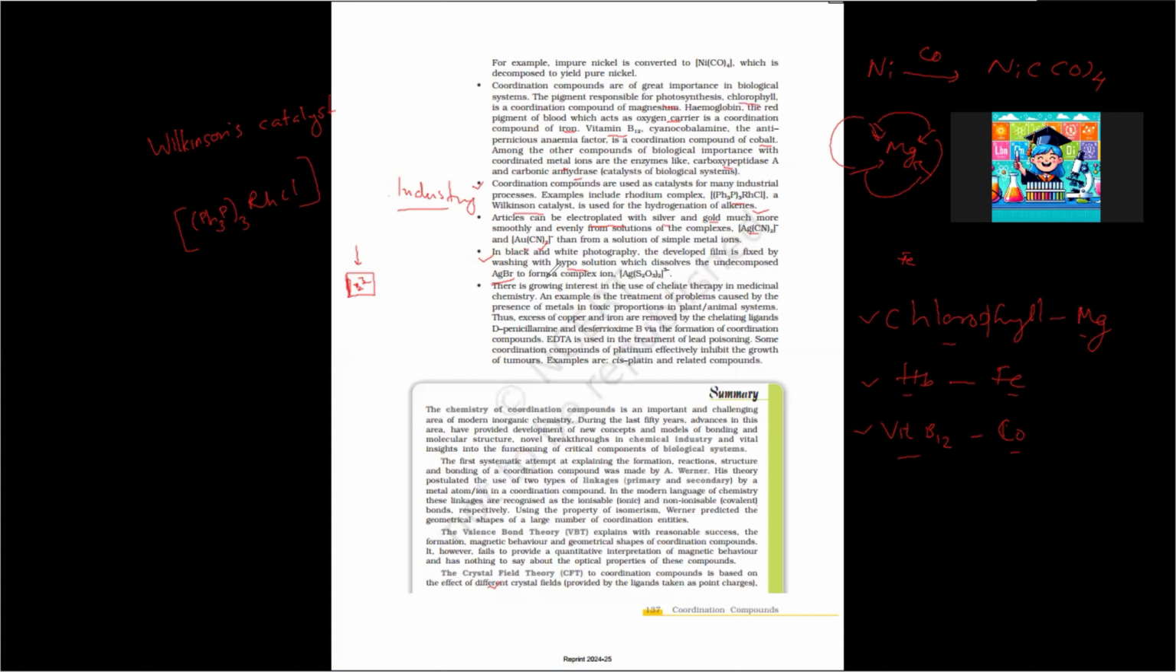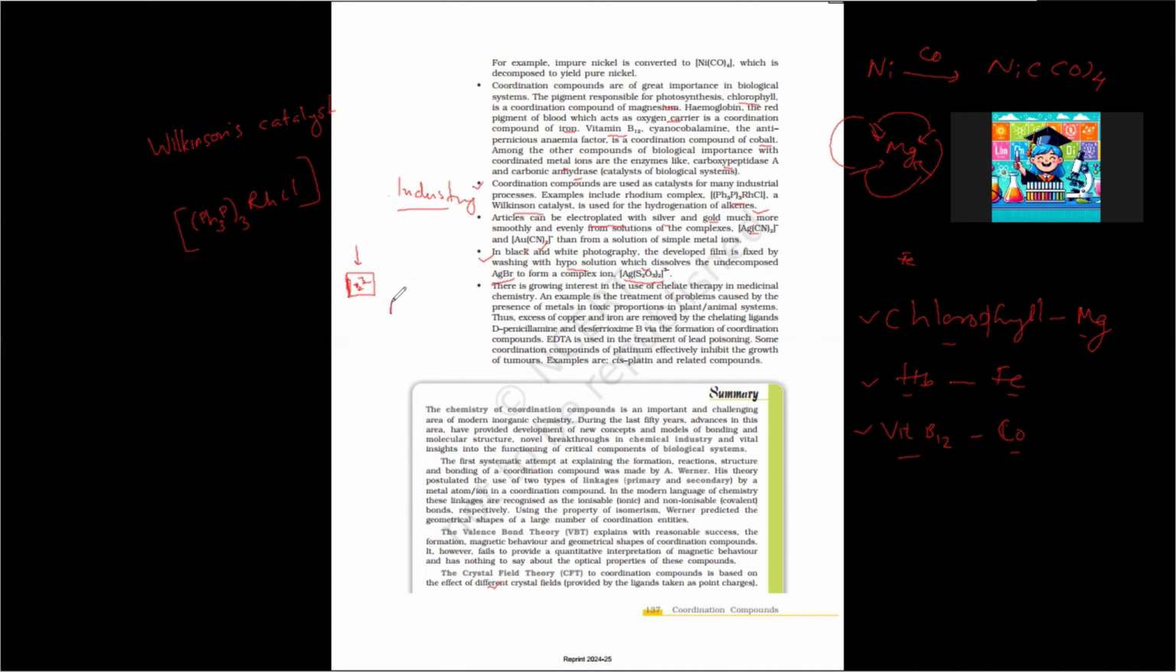And when it is treated with a hypo solution, what happens? The unreacted silver bromide is removed as a complex of silver with the hypo ligand. So this is happening in the developing of films in the case of black and white photography.